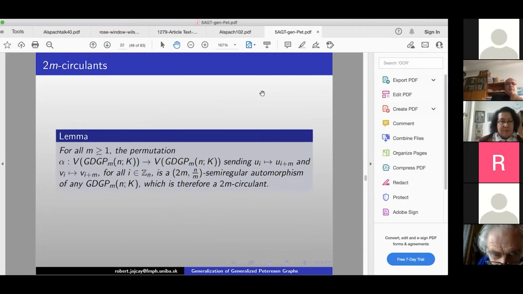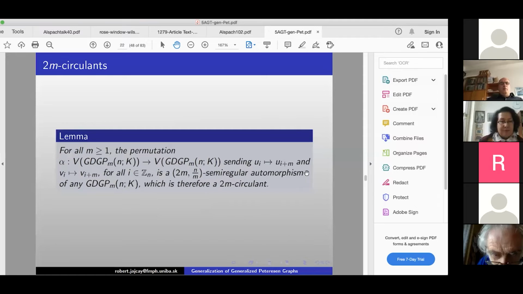So the first lemma is simply determining, and it's very easy, very obvious. If m, the size of the groups, is greater than or equal to 1, then you have a 2m, n over m semi-regular automorphism, because you can rotate a group to a group. You can rotate by m vertices and you will get an automorphism of the graph. It's obviously an automorphism, and it has orbits of size n over m, and it has 2m of them. So for instance, when m is 2, then we're talking about 4 groups of size n over 2.